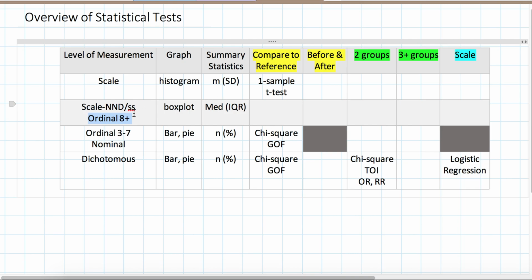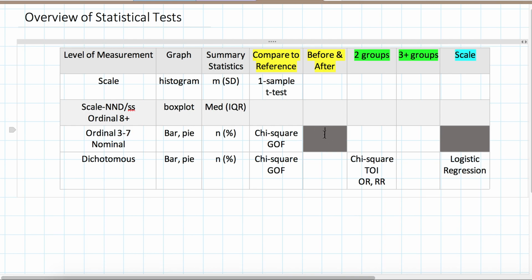Now I've shaded this row intentionally so that we have a little bit of a distinction across the table. These two bottom rows tend to be very similar to each other. You'll notice we use a bar graph, a pie graph, n in percent, chi-square goodness of fit. So a lot of things are very similar. For these bottom two rows, it almost doesn't matter if our outcome variable is dichotomous, nominal, or ordinal with just a few categories. And so we can use the same statistical tests and summary statistics for those.